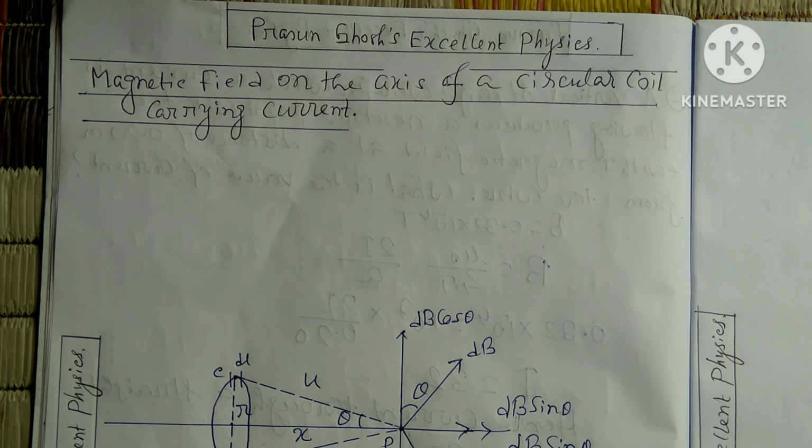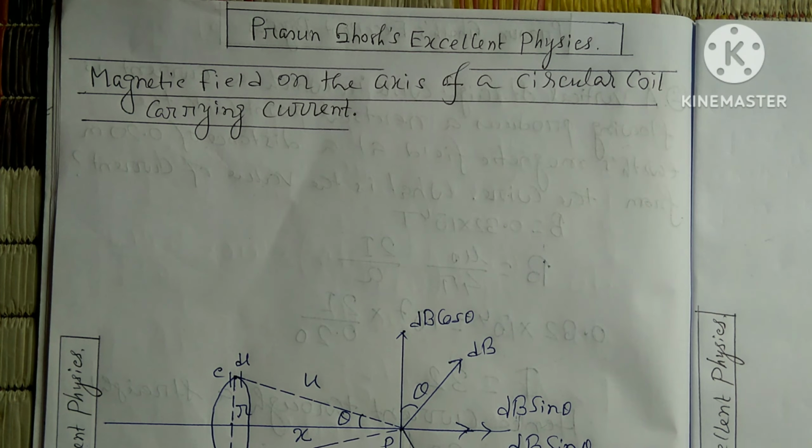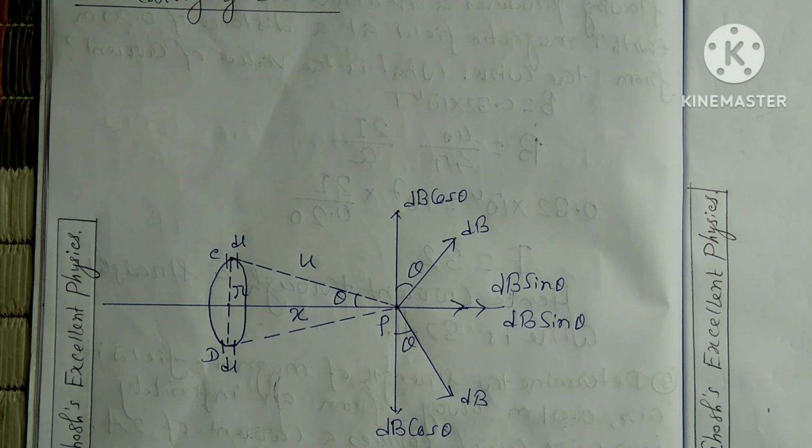Today my class is on the magnetic field on the axis of a circular coil carrying current. From this equation we have to calculate the magnetic field at the center. So first we draw a diagram.